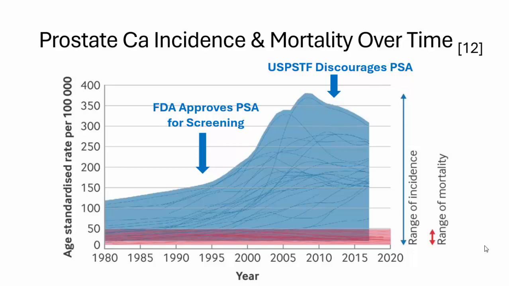But what you see at the bottom here, this red line, is actually prostate cancer mortality. And despite pretty dramatic swings in PSA screening up and down, you can see that the mortality data essentially does not change at all, which would pretty strongly suggest that the use of PSA does not have clear mortality benefit on a population scale.